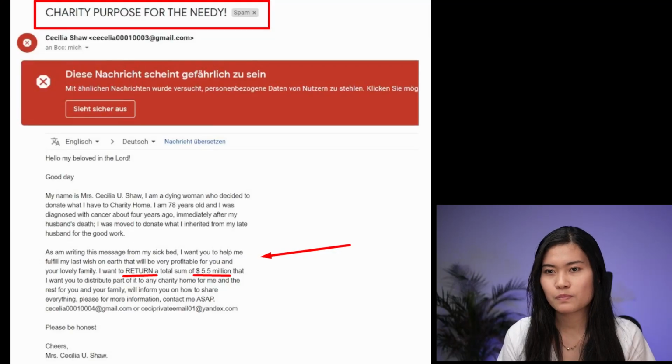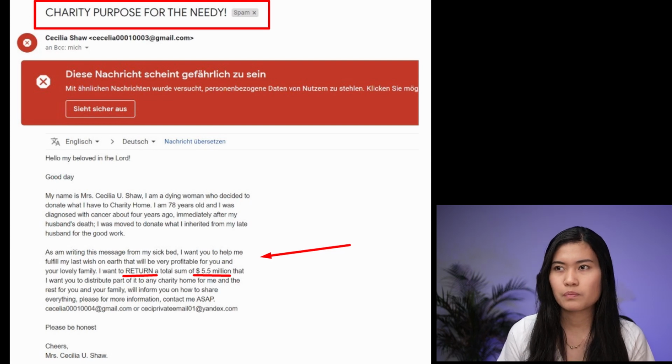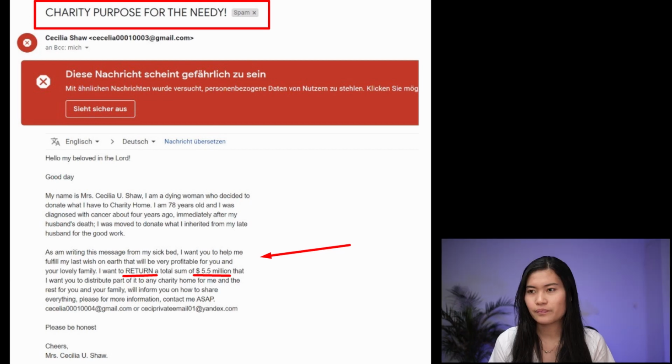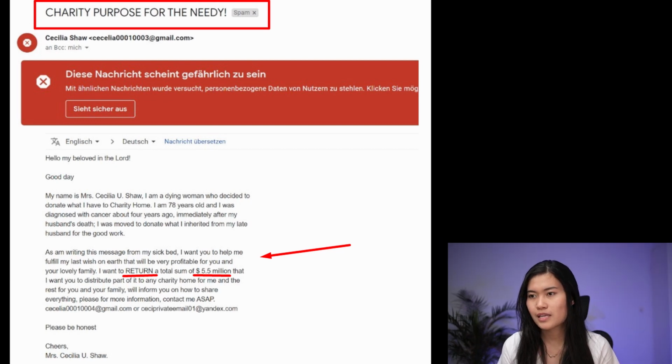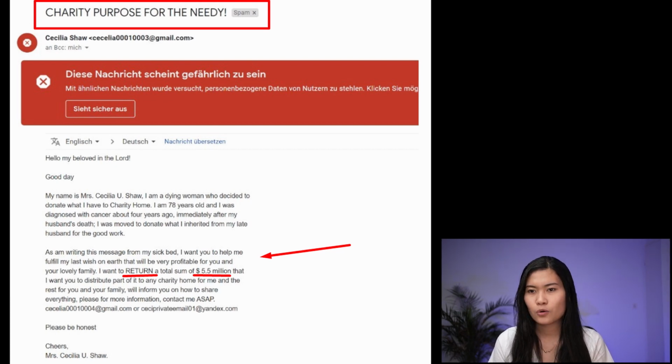In this email, we can see all suspicious headings. All of them are in capital letters, and also there are some trigger words like charity purpose for the needy. And here in the underlined word, you can see return, which is all caps in the content, which is not very normal if you're writing a formal or normal letter. And also it involves a very big amount of money, like $5.5 million. And then the overall content of the email is really very suspicious.